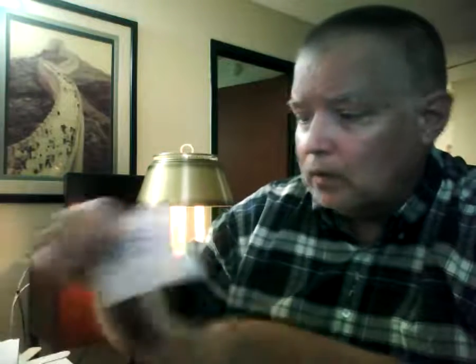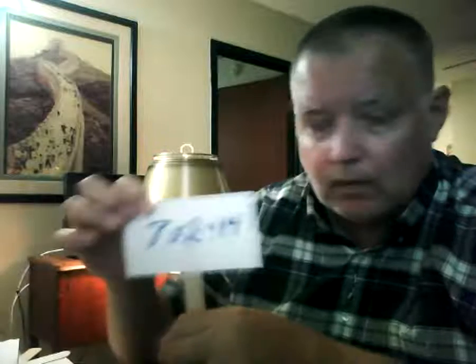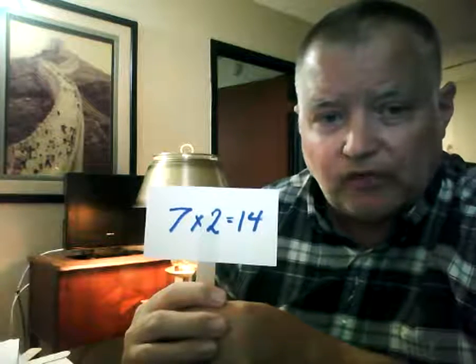Seven times eight is 56, and we all know that one. Eight times one is 8. We all know that one. Seven times two is 14. We all know that one.